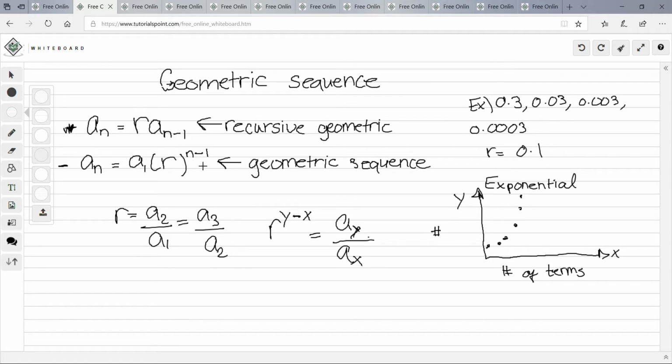And then here's the formula for a geometric sequence. To find the ratio, you do a2 over a1 equals a3 over a2, and then r equals a_y divided by a_x, raised to one over y minus x. You'll use either this formula or that one, because sometimes they won't give you the first term. There are some really tricky problems, but we'll go over it.